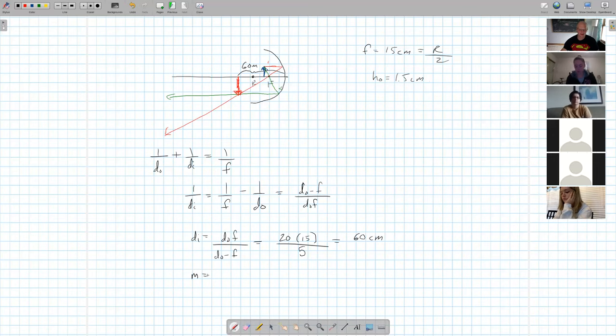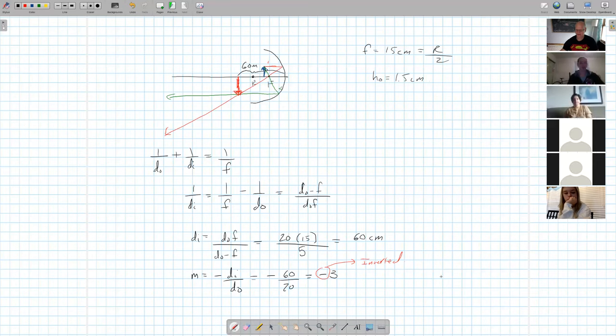So now we can calculate the magnification. So magnification is equal to negative the image distance divided by the object distance. So in this case, this is going to be negative 60 divided by 15. Oh, sorry, not 15, 20. Object distance is 20. Sorry about that. So this should be equal to negative 3. So magnification in this case, the negative again means that it's inverted. So this negative sign simply means it's inverted.